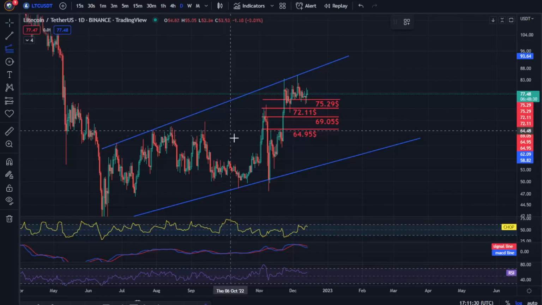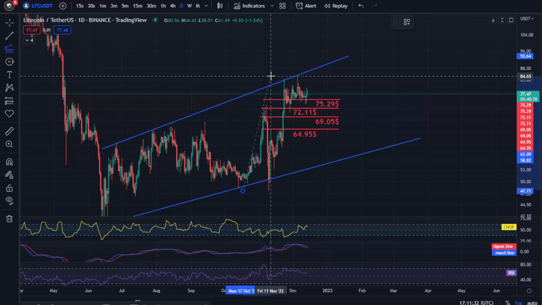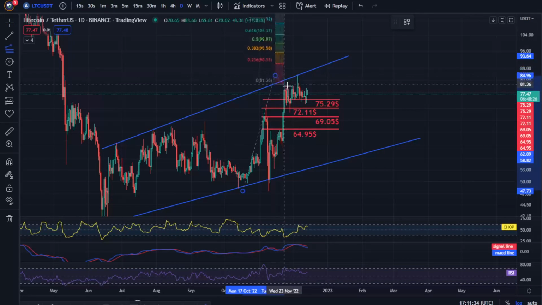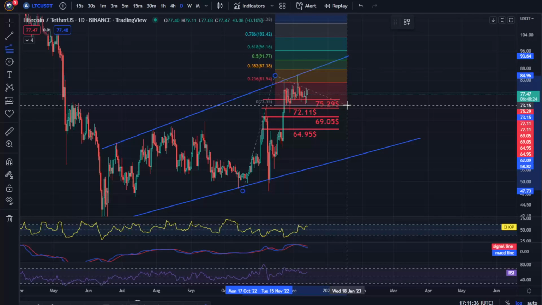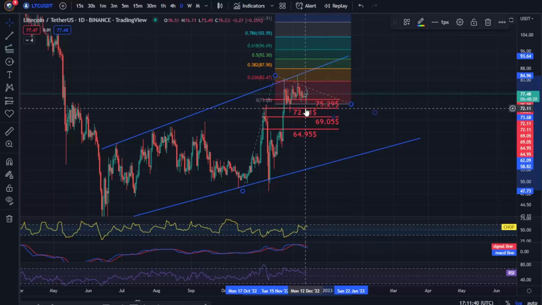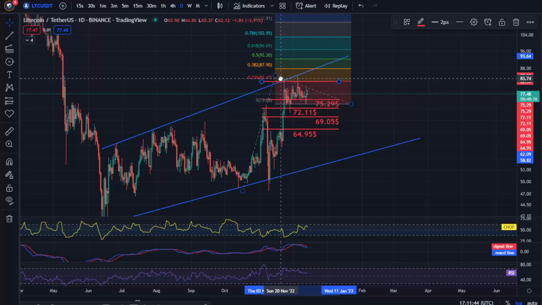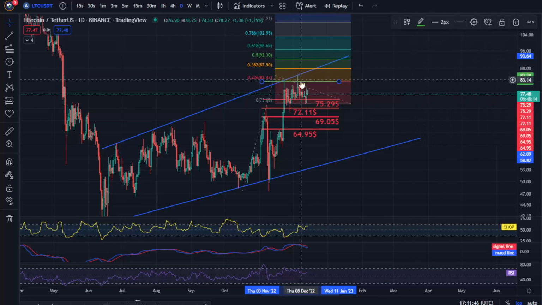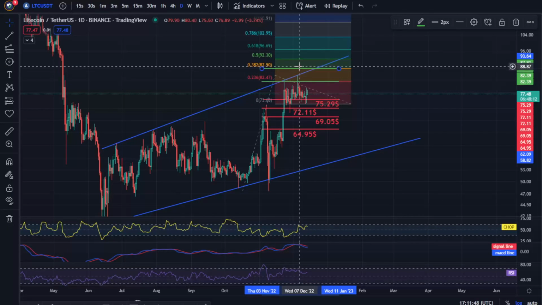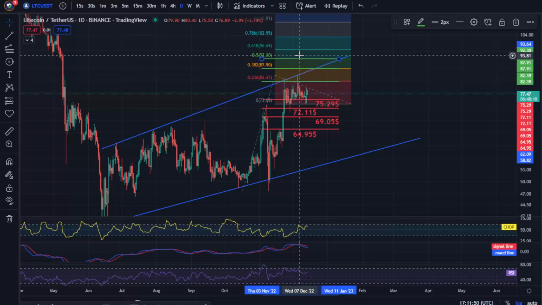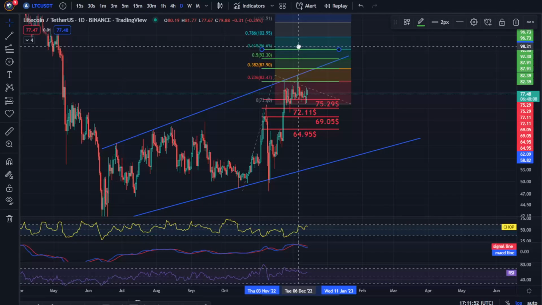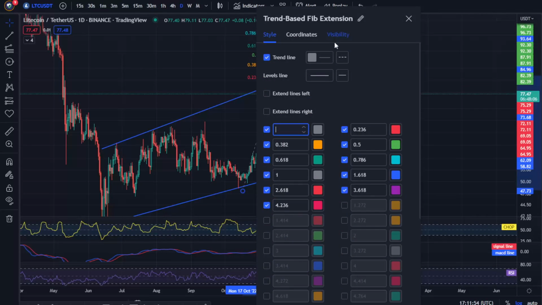Looking the other way, in the same way we can mark the resistance places that should be taken into account, and in this situation we see that we have the first resistance at $82.39. If LTC breaks it and positively tests, we have further resistance at $87.91. The third resistance is at $92.30 and fourth at $96.73.